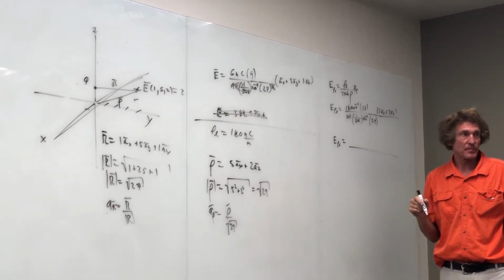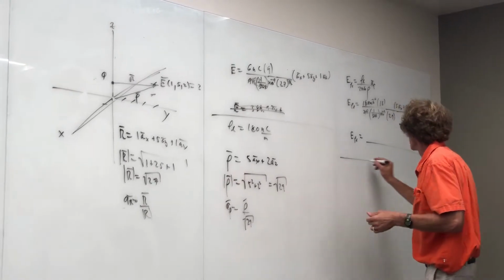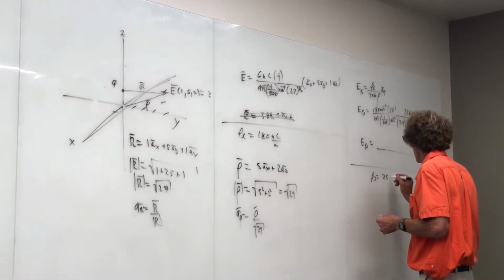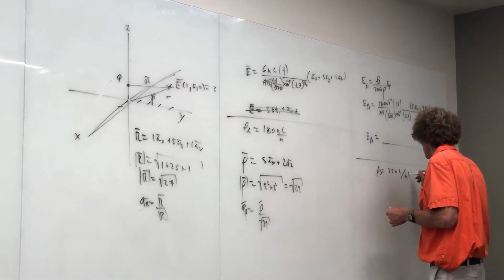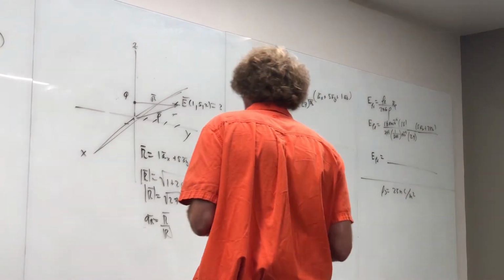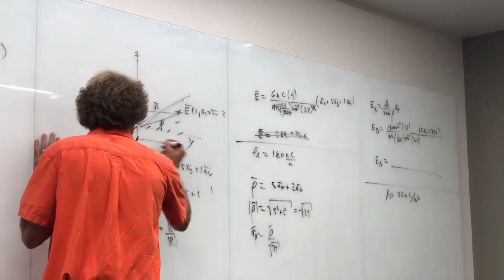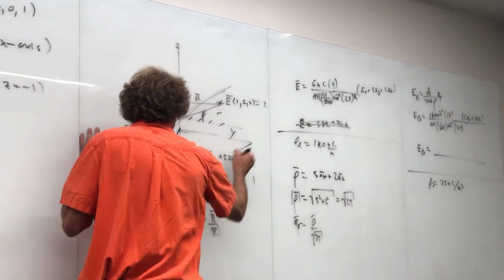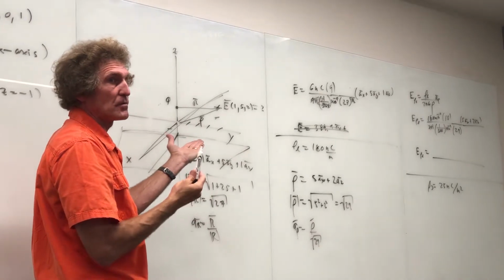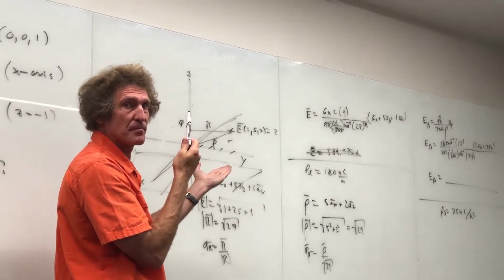Follow me, class? Finally, for the sheet of charge, this is going to be for rho s equals 25 nanocoulombs per meter squared. Rho s is at z equals minus 1. So z equals minus 1 is here. It means it's a sheet of charge in this plane. Giant sheet of charge. And we know the electric field will always be perpendicular to the sheet of charge pointing away from it, correct, class?